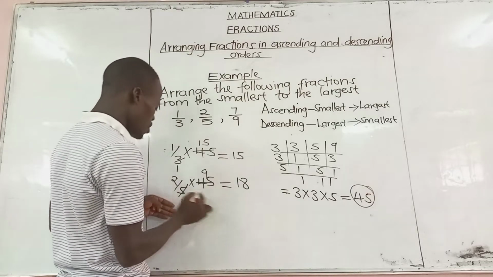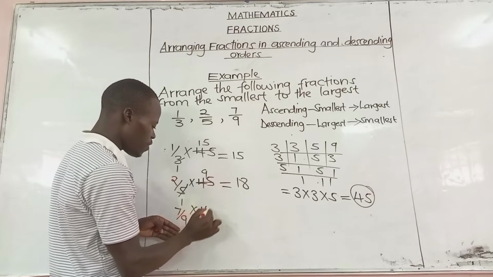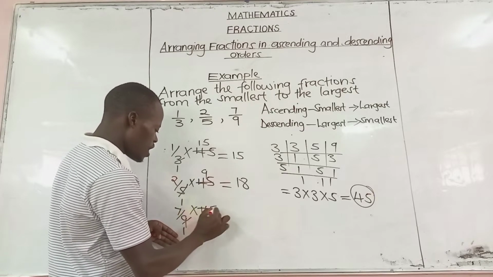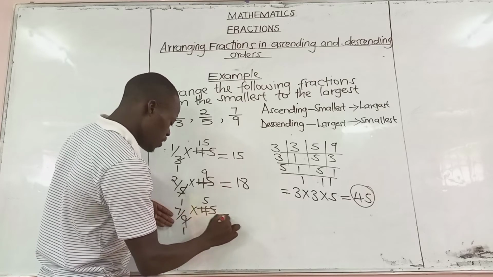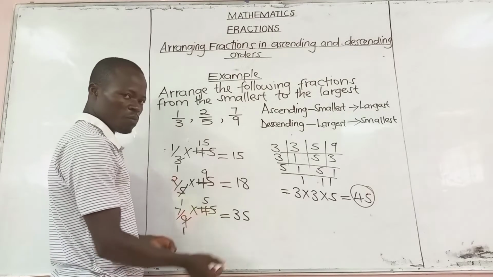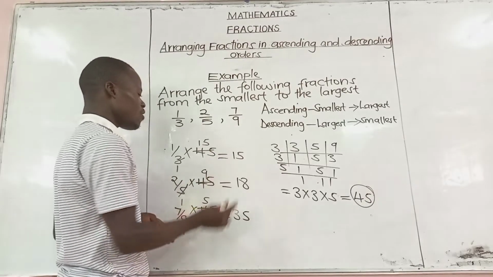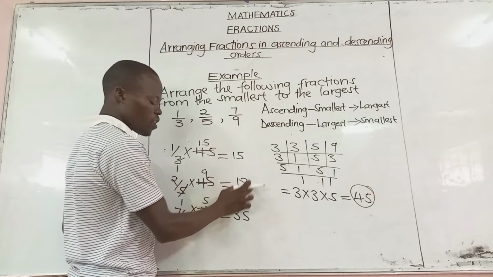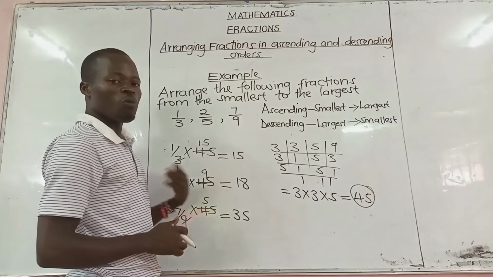The last fraction is 7 over 9. 7 over 9 times 45. 9 here 1, 9 here 5. So 5 times 7 is going to give us 35. Once you have simplified each fraction, we now compare the results. The result in our first fraction was 15, second fraction was 18, third fraction was 35. Now you compare the results.